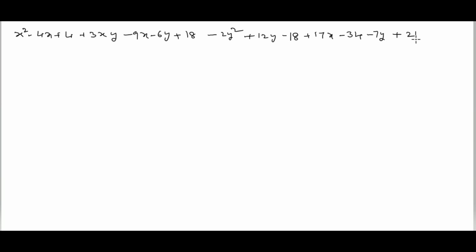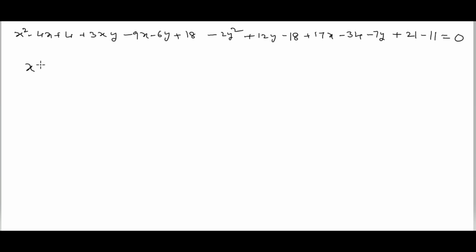x square minus 4x plus 4, and multiplying by 3, that is plus 3xy minus 9x minus 6y plus 18, minus multiplying by 2, that is minus 2y square plus 12y minus 18, plus 17x minus 34 minus 7y plus 21 minus 11 is equal to 0.